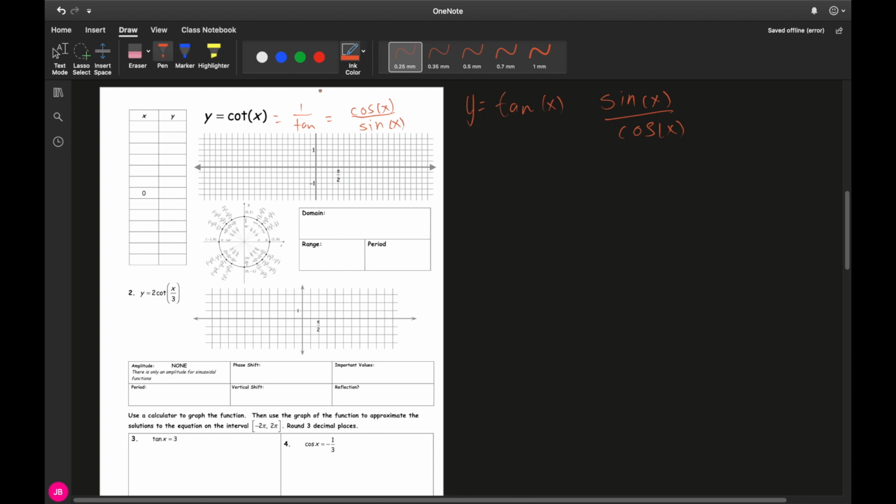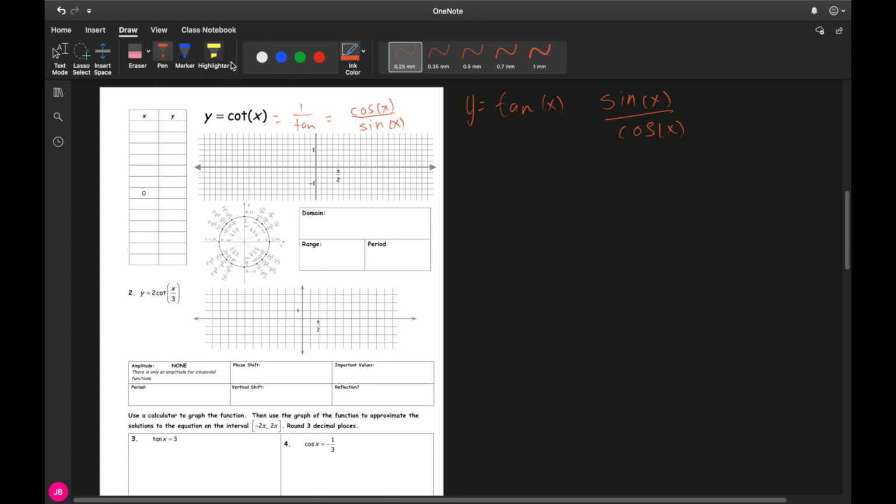If you will remember, we actually graphed sine and cosine, and using the graph of sine and cosine, we were able to get the graph of tangent. So for the graph of cotangent, we're going to be doing the exact same thing with the minor difference that cosine is now my numerator and sine is now my denominator. So let's go ahead and see what that looks like.